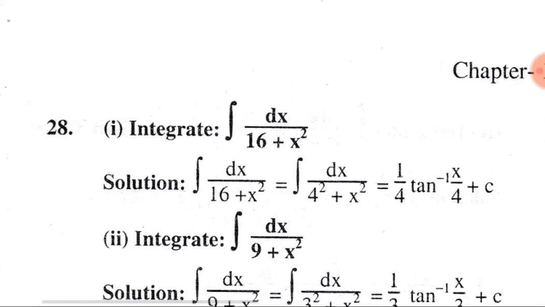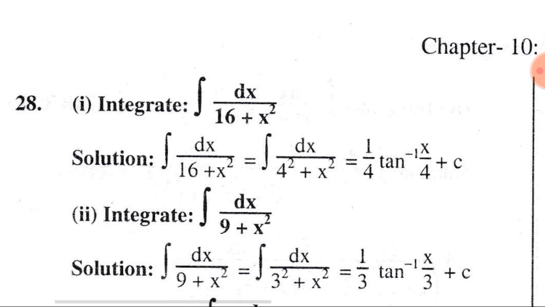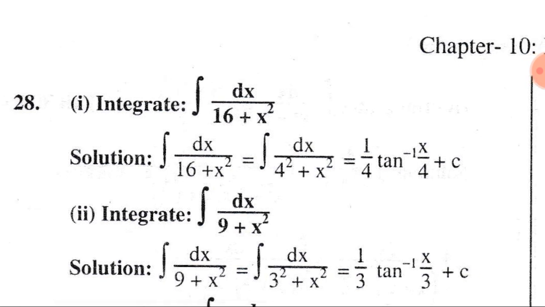Dear audience, now I'm going to discuss another type of problems. Here, the problem is the integration of dx divided by (16 plus x squared). And 16 can be written as 4 squared. So this integral is similar to the integration of dx divided by (a squared plus x squared). And the integral of that standard form is 1 by a tan inverse x by a plus c, where c is the integral constant. Here in place of a, we have 4. So this can be written as 1 by 4 tan inverse x by 4 plus c.